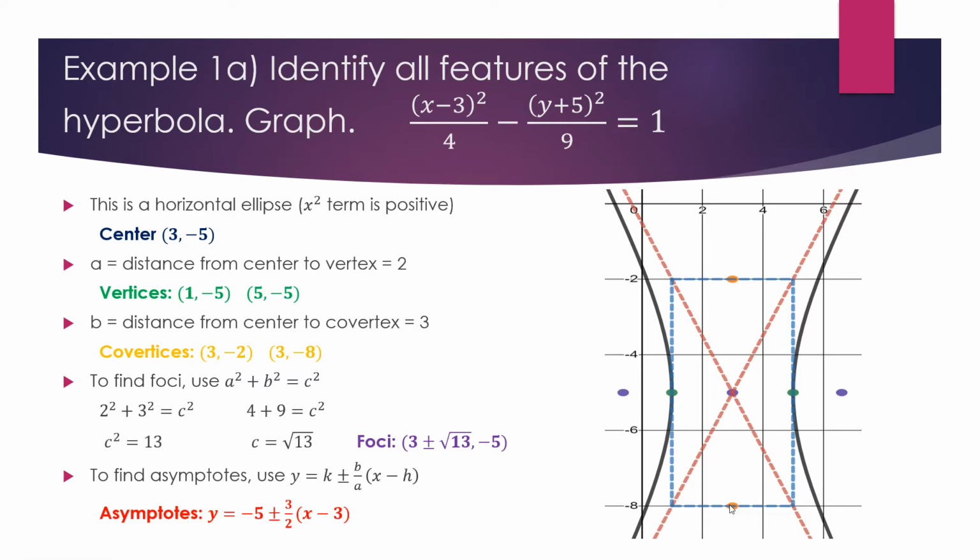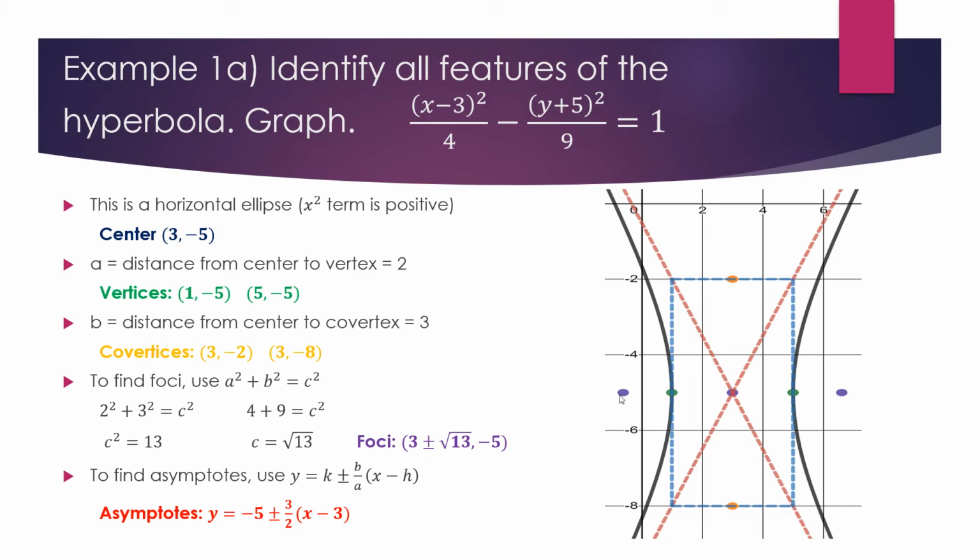Once I have my vertices and my co-vertices, draw in your guiding rectangle. You can see that here with the blue dotted line. After you have your guiding rectangle, draw in your asymptotes through the diagonals of that rectangle. And then you can draw in the 2 curves or branches of the hyperbola. Start next to an asymptote, go through the vertex, and end next to the other asymptote, same on the other side. And then to plot your foci, square root of 13 is in between 3 and 4. So if you go in between 3 and 4 spaces to the left and right of your center, you end up with these 2 points in purple here.